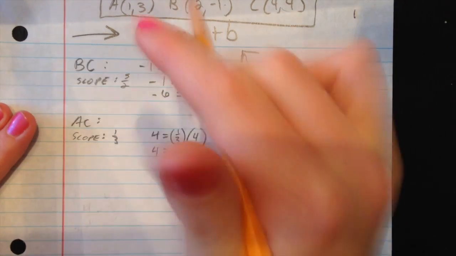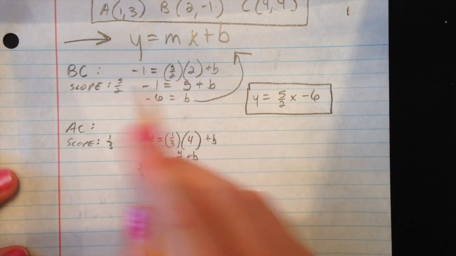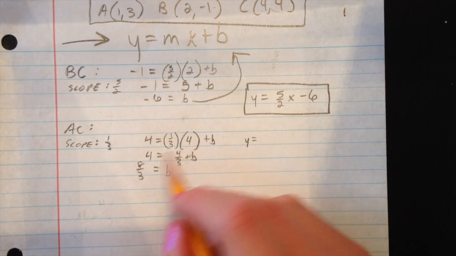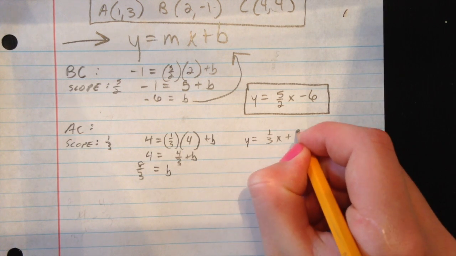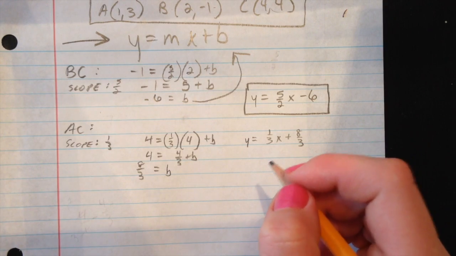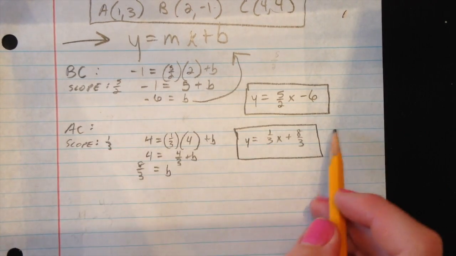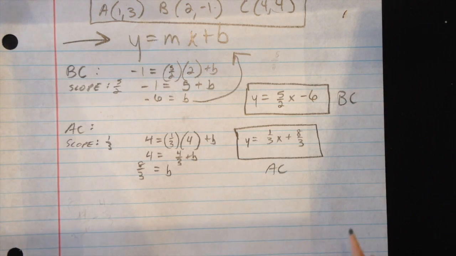Now we're going to put that back into our original equation, y equals mx plus b. So it's going to be y equals the slope, which is 1/3, 1/3 x plus 8 over 3. Yes, so that is our equation of the line for AC. So we have AC here and BC here. There are our answers.